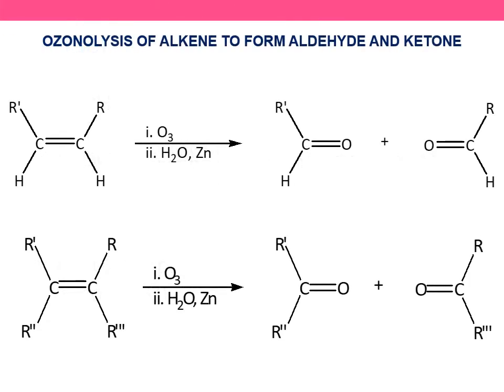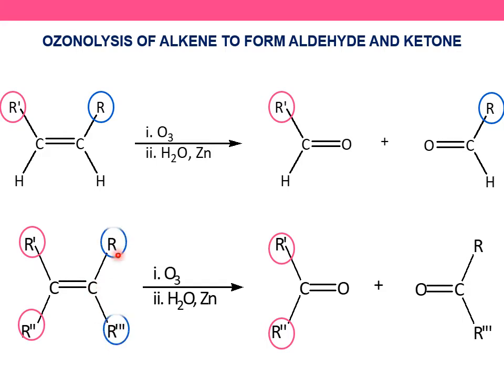Okay, next page. Let's revise ozonolysis of alkenes. Alkene, when ozonolyzed, will form aldehyde and ketone depending on what group or what atom is attached to the alkene carbon. If we have a hydrogen atom, we are going to get an aldehyde. But if we have both alkyl groups attached to one alkene carbon, we are going to get a ketone.